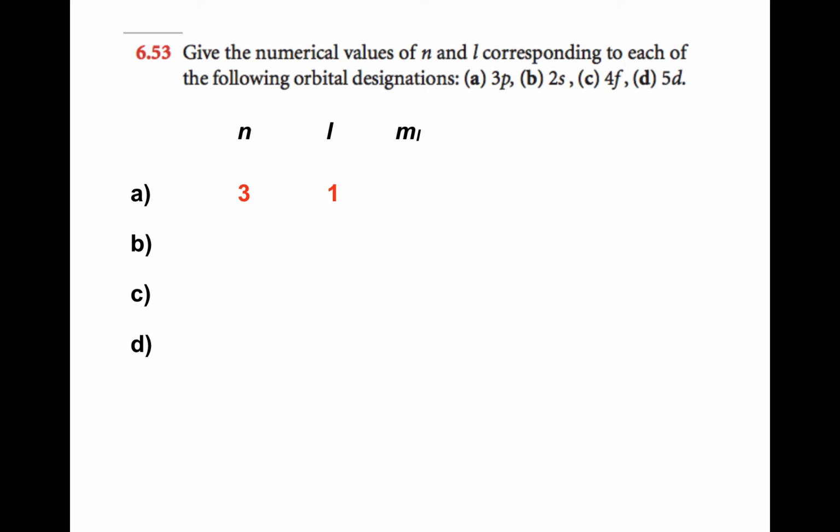2s, second energy level, S shape, which is a 0 shape. Fourth energy level, F shape. Well, in the fourth energy level, there's a 0 shape, a 1 shape, a 2 shape, and a 3 shape. All right, so the 3 shape is the F shape. A D shape is a 2 shape in the fifth energy level.